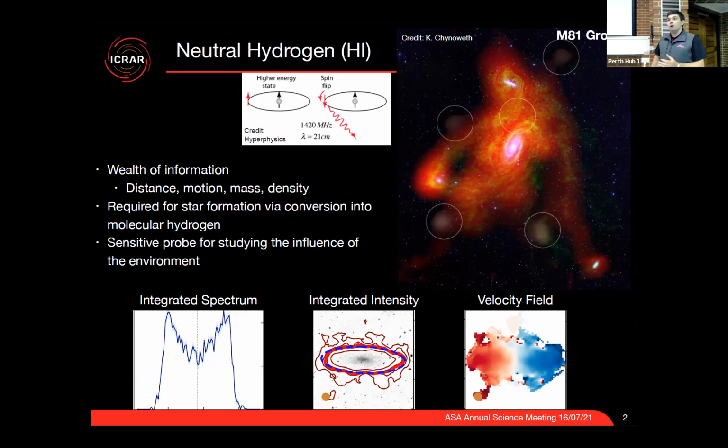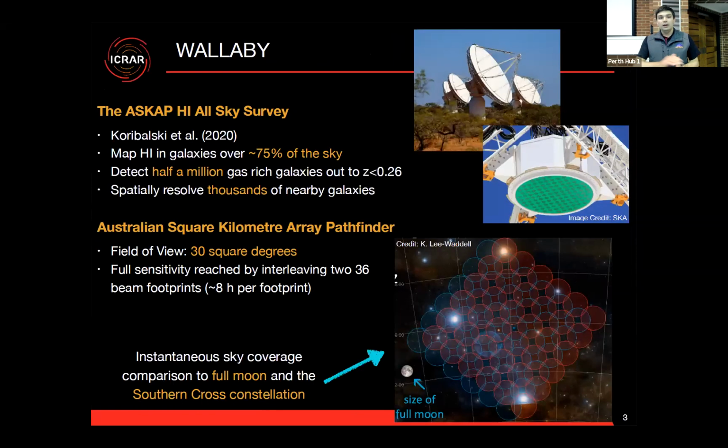It's also a very sensitive probe of the environment and the effect of the environment on galaxies, as I show here in this very nice image of the M81 group, where you see in red the HI connecting the various galaxies shown in white and pink colors. WALLABY is another one of the surveys on ASKAP, and it's the all-sky HI survey. While FLASH looks at HI in absorption, WALLABY looks at HI in emission. It's going to observe over 75% of the sky, detect roughly 500,000 gas-rich galaxies out to low redshifts, 0.26, and spatially resolve several thousand of these galaxies.